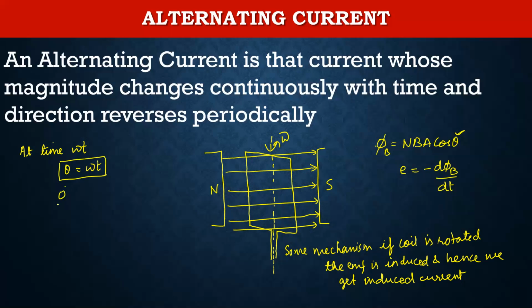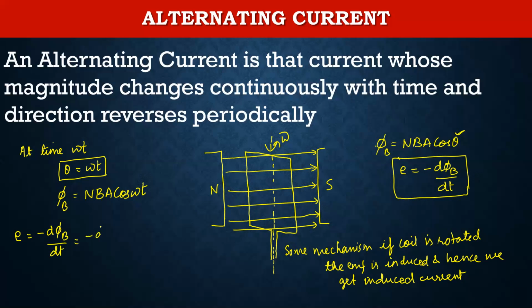So what will be the flux? Phi B will be equal to NBA cos omega t. This will be the relation. And now I will differentiate, why? Because I need to find the induced EMF. And what is the formula of induced EMF? It is E is equal to minus d phi B by dt, which we have seen in electromagnetic induction also.